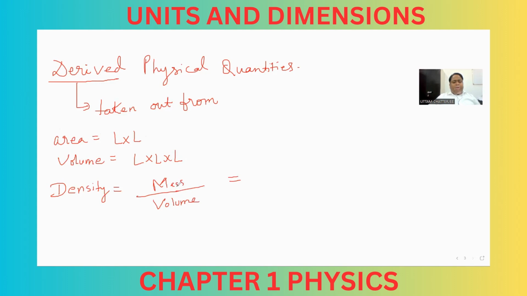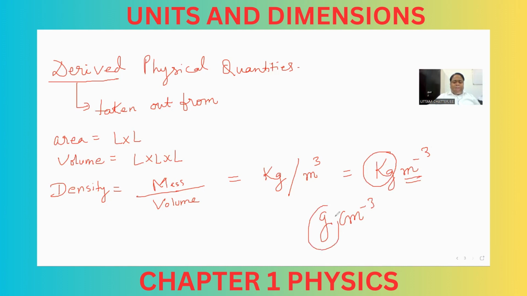For mass, what will we take? For mass, we will take kg. And for volume, we will take meter cube or centimeter cube. So we'll write meter cube, or we can write kg per meter cube. Also, we can write gram per centimeter cube. So if we take mass as kg, then we will take a bigger unit, meter. If we take smaller unit of mass, then we will take smaller unit of volume also.